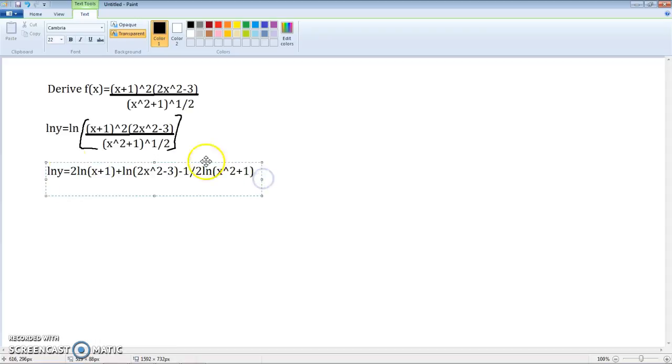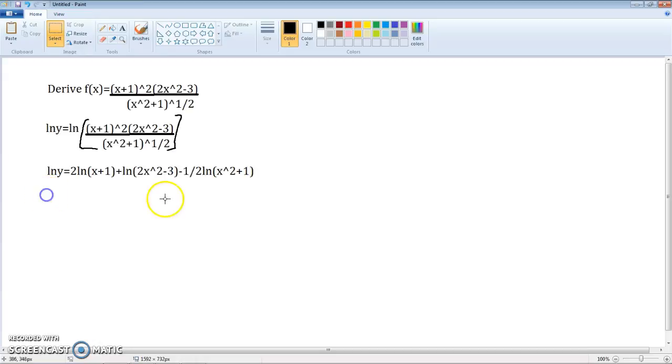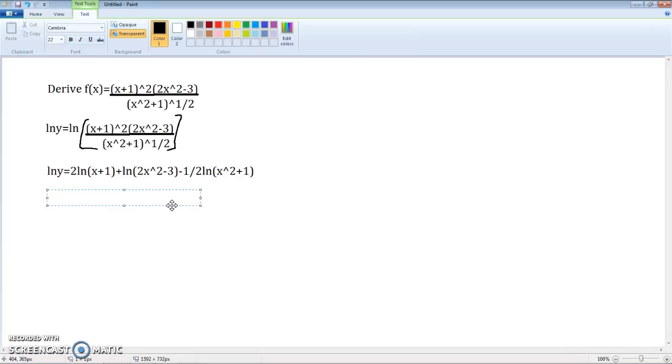Now that I've simplified the x side using my log rules, I could differentiate now. I'm going to take the derivative of both sides. So, the derivative of the natural log of y would be y prime over y is equal to, okay, so the derivative of this first part, 2 natural log of x plus 1, turns out being 2 divided by x plus 1.